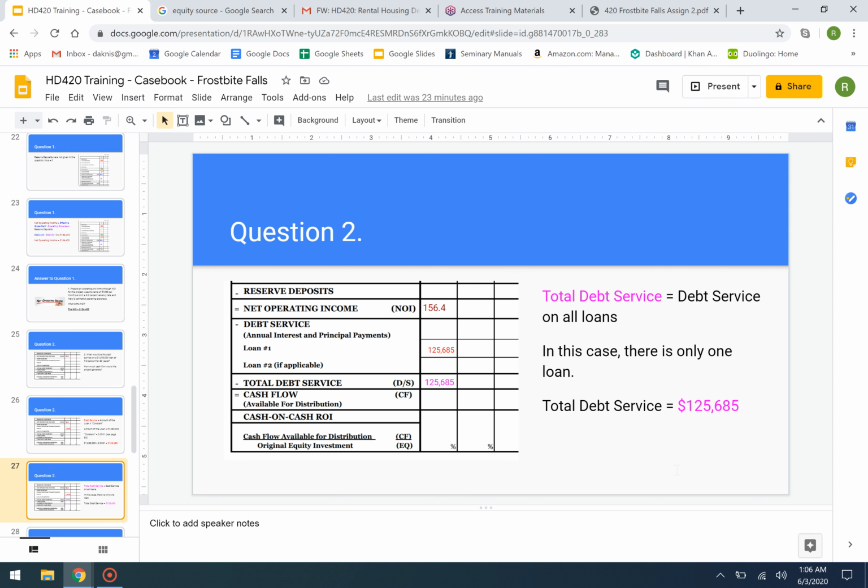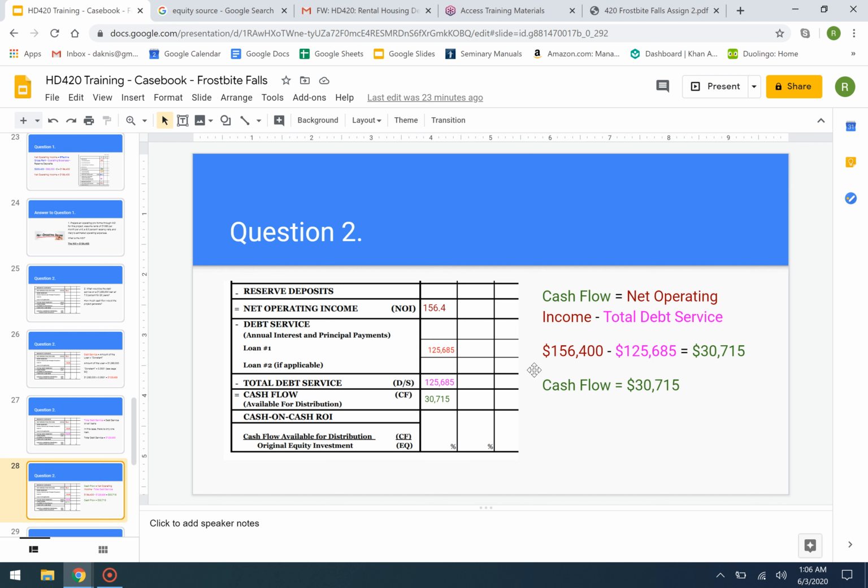Now, if we had other loans, we would plug them in, but they're not applicable. In this case, there's only one loan. So our total debt service, bring this down here, you would add these numbers before, but now since there's no number here, we're just going to bring the $125,685 down for our total debt service.